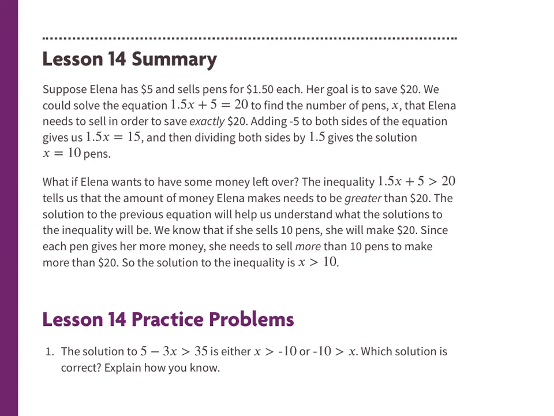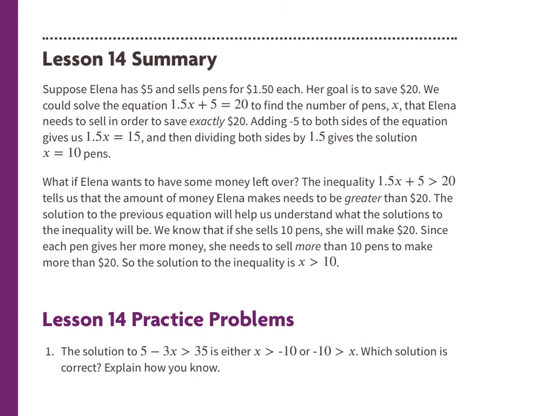Summary, here we go. Suppose Elena has $5 and sells pens for $1.50 each. Her goal is to save $20. We could solve the equation 1.5x plus 5 equals 20 to find the number of pens, x, that Elena needs in order to save exactly $20. Adding negative 5 to both sides of the equation gives us 1.5x equals 15, and then dividing both sides by 1.5 gives the solution x equals 10 pens.